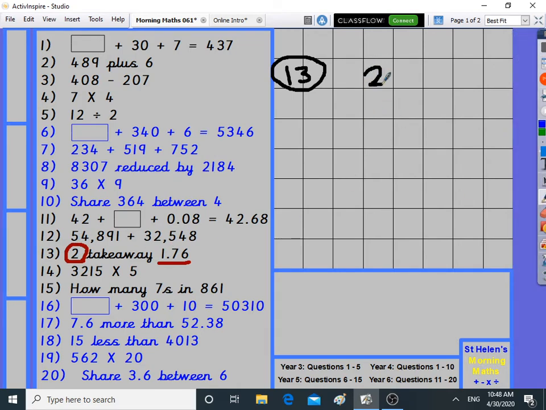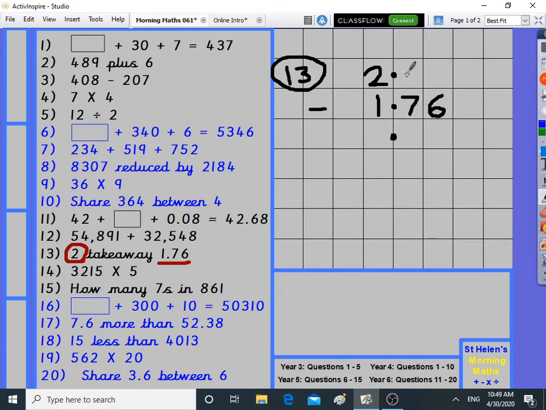So 2 is going to have to go at the top. But 2 doesn't have a decimal point, so I'm going to put one on. And if a number doesn't have a decimal point, where do you put it? At the end. That's where it goes, at the end. Line up the decimal points in column subtraction. You almost must do that, which must mean 1.76 has to go like this.